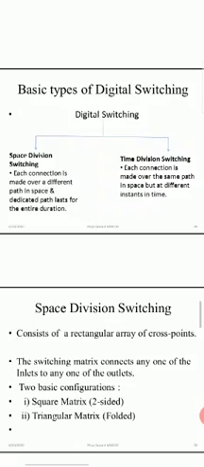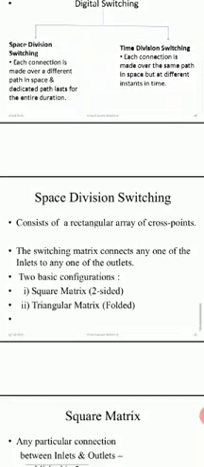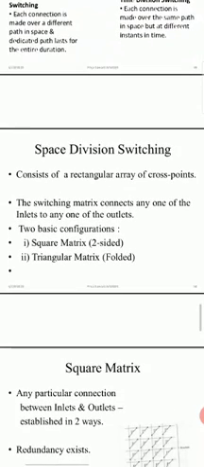Now, how is this space switch incorporated? Space switch is basically, as I said, the hardware which is used. It consists of a rectangular array of cross points. Physically, the hardware is laid out so that the incoming and outgoing lines cross each other, where we can connect them to establish a connection. So the switching matrix connects any one inlet to any one outlet.